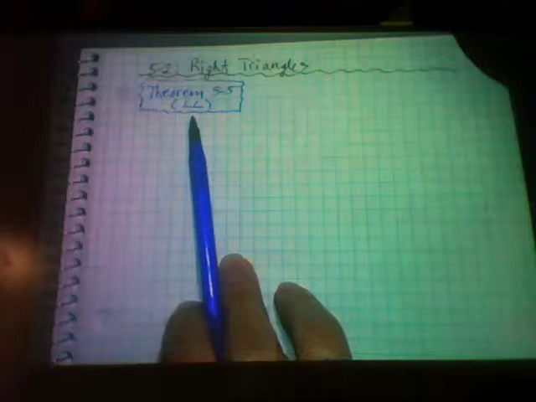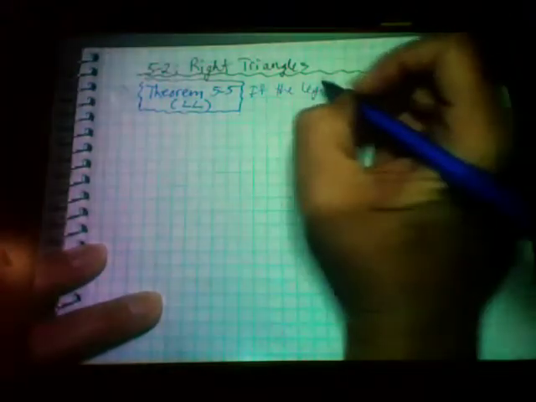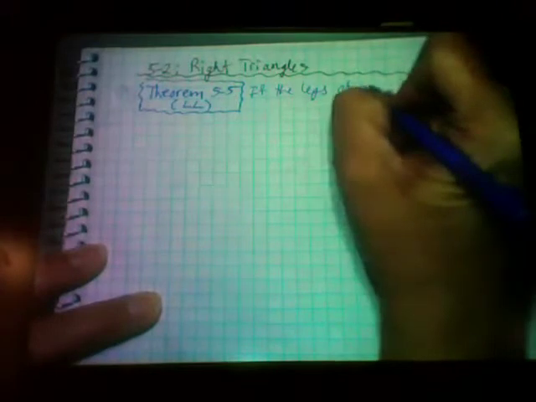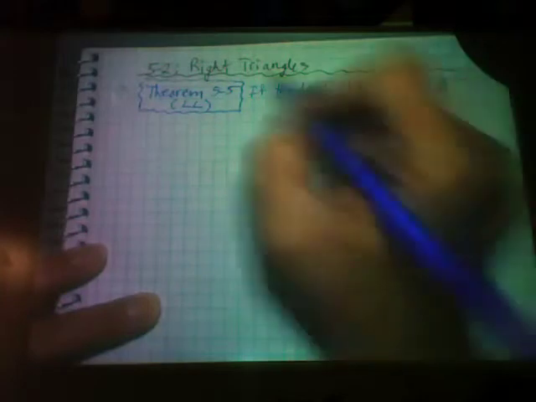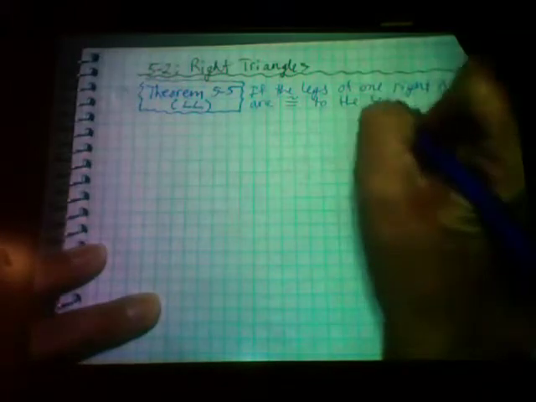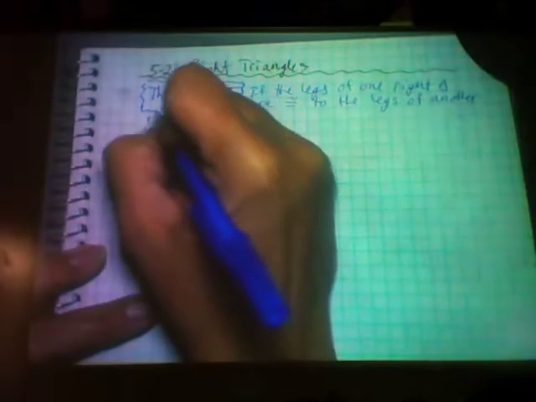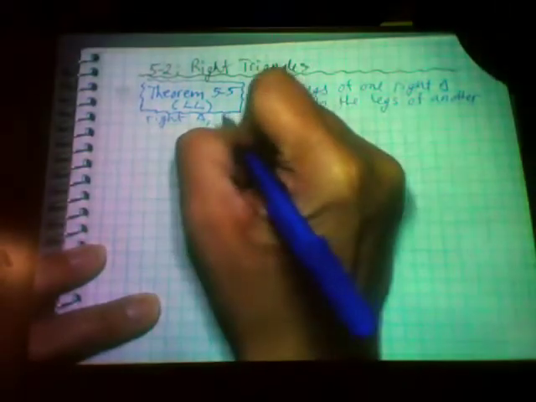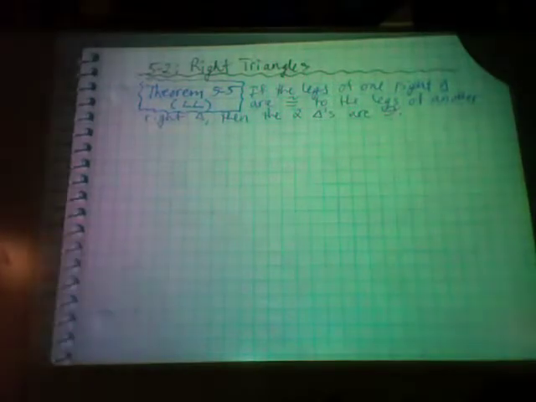You should. All right, so LL says, if the legs, write this down, of one right triangle are congruent to the legs of another right triangle, then the 2 triangles are congruent. Here's why.